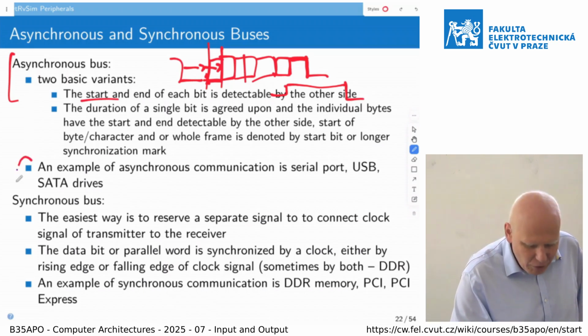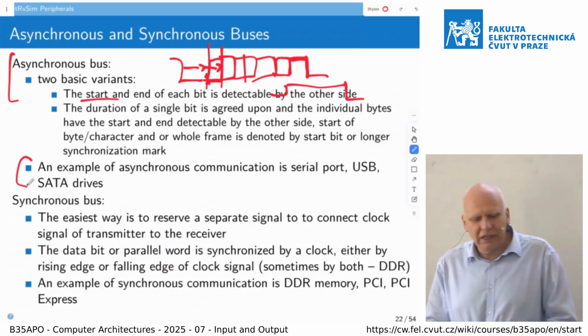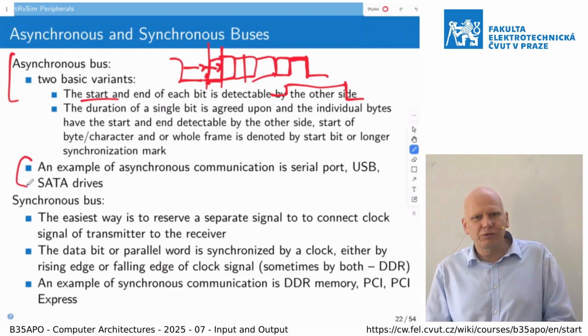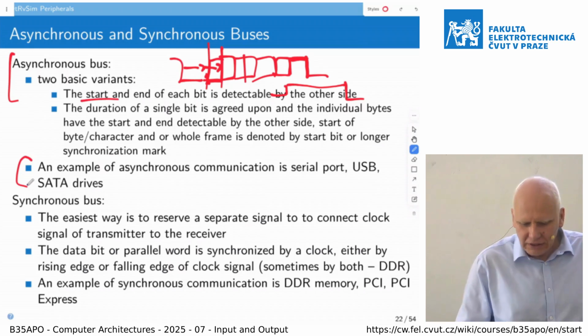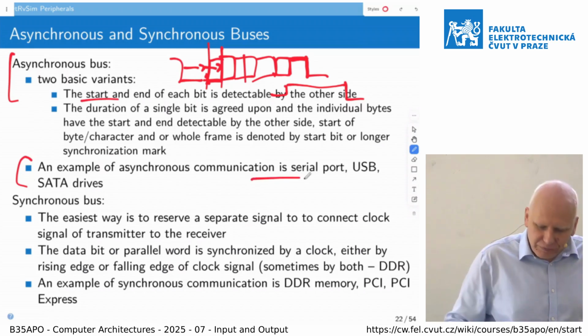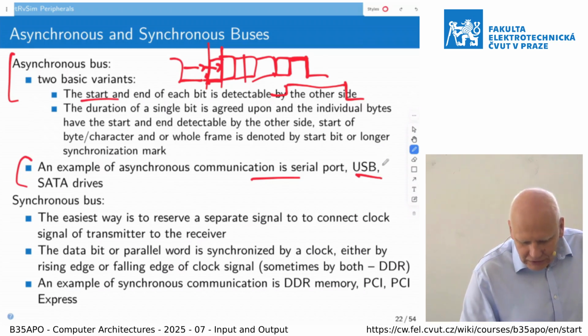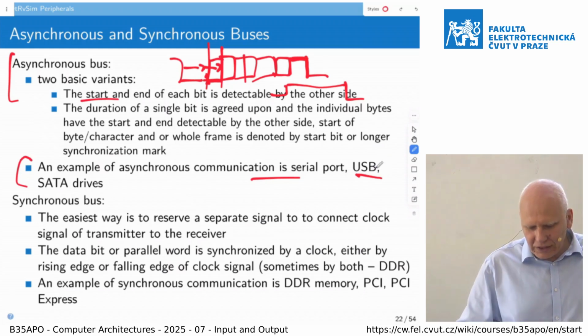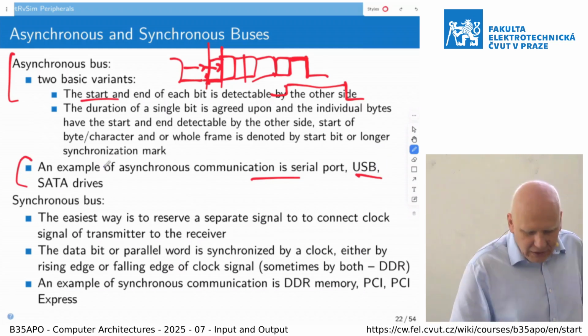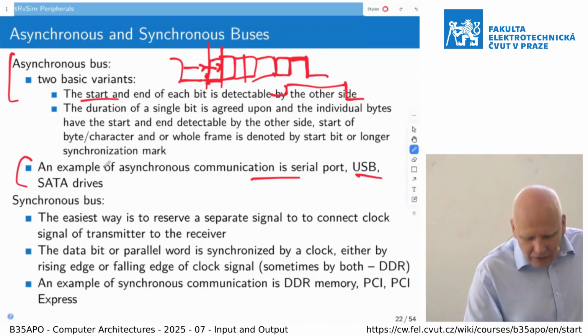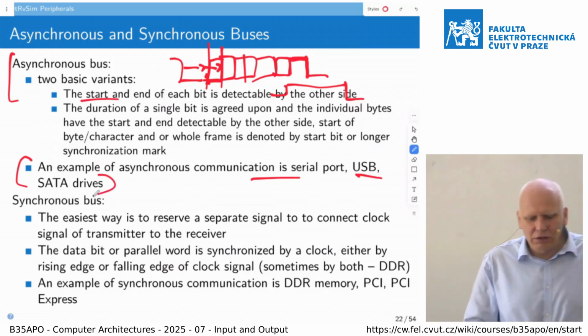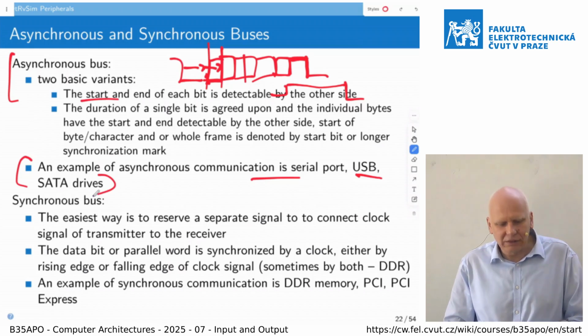It is more complex because usually we have some combination of synchronous and asynchronous. The serial port is asynchronous on the byte level, USB on the level of individual USB packets, and on SATA it is on the individual sectors, and so on.